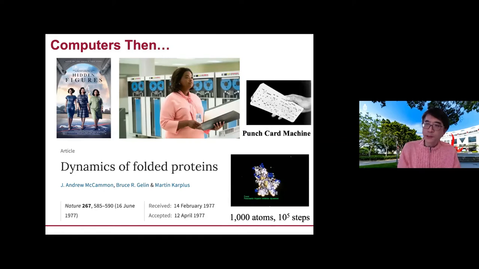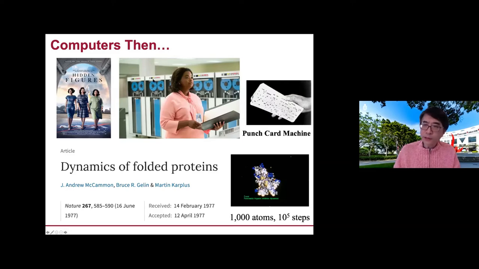Okay, computers. I don't know how many of you have watched the movie called Hidden Figures. The movie came out a few years ago. It's a quite nice movie about a group of female African American scientists who helped NASA compute the trajectory for the launching of a satellite. In that movie, it actually talks about these computers. This is an IBM punch card machine.